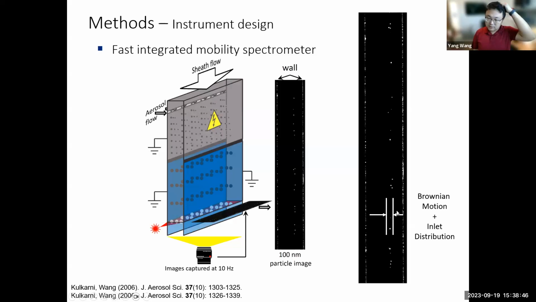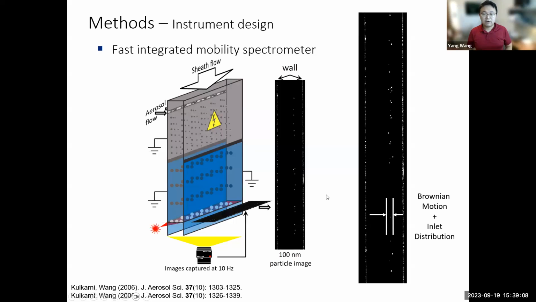The reason why we see this distribution is because of Brownian motion, but more importantly, it's because of the inlet distribution, because the inlet is not infinitely narrow. There's always the aerosol flow rate that will cause the expansion of the streamline, and then you're going to see a distribution of the particle location downwards, right?